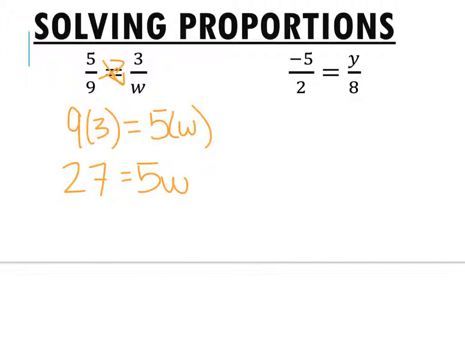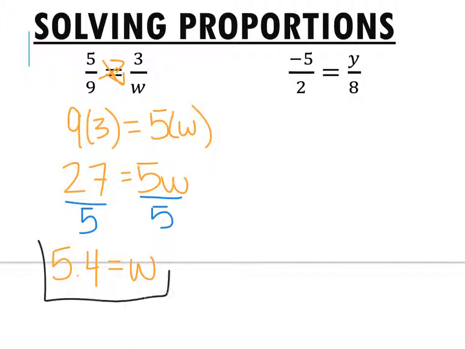And look at the equation that I have now that I'm going to solve. It's a 1-step. Divide this side by 5. Divide this side by 5. And when I do that, yes, you're going to get a decimal. But w is equal to 5.4. Super simple. All you have to do is remember to multiply diagonally, and then you're going to solve your 1, 2, maybe 3-step equation. Let's try this next one.